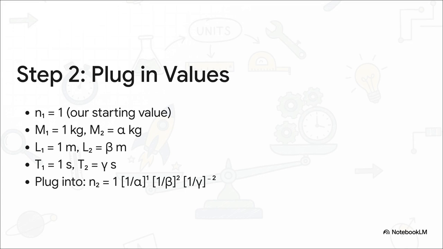Okay, the hard part's over. Now it's just plug and chug. Step 2 is easy. We just plug in all the numbers we know. Our starting number, n1, is 1. Our first system, System 1, is just the normal SI system, so M1 is 1 kilogram, L1 is 1 meter, and T1 is 1 second. Our new system, System 2, is that weird custom one, so M2 is alpha kilograms, L2 is beta meters, and T2 is gamma seconds. We just slot all of that into the formula, along with the exponents we just found. x is 1, y is 2, and z is -2.